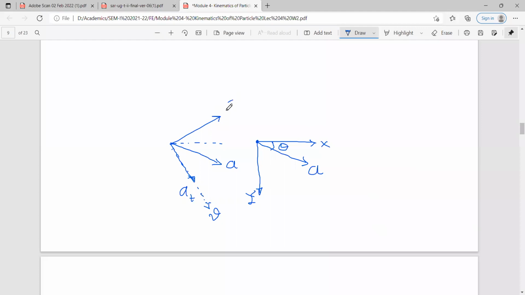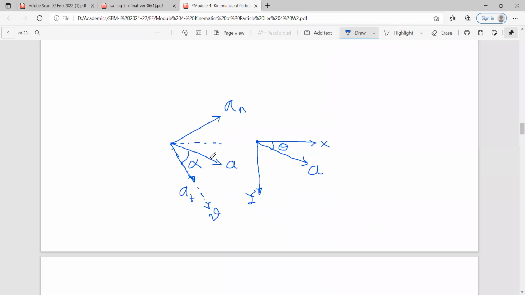Okay, so this will be my normal component, and the angle between acceleration and tangential is alpha. So are you getting it? Same vector is there, the vector is the same, acceleration.